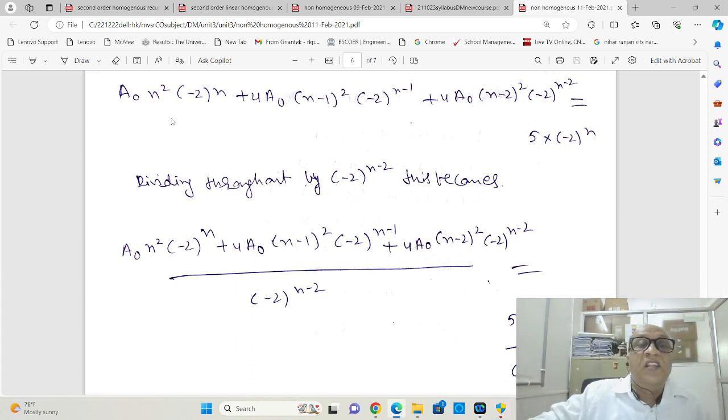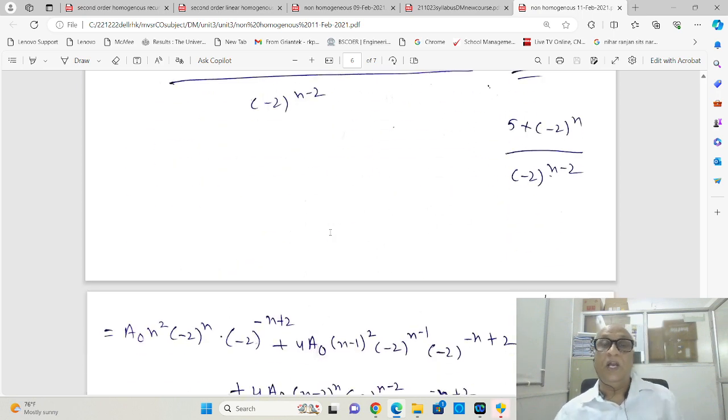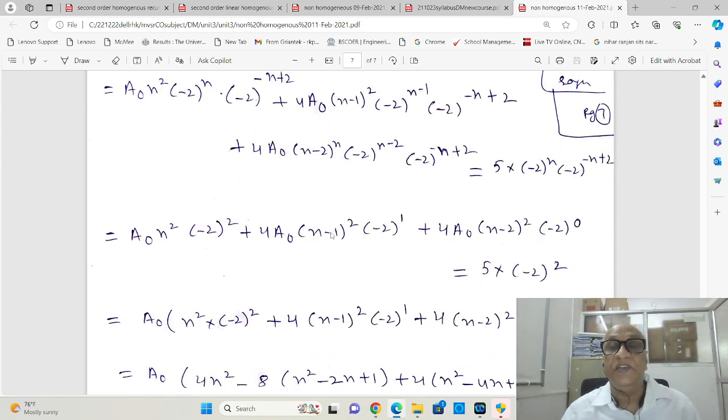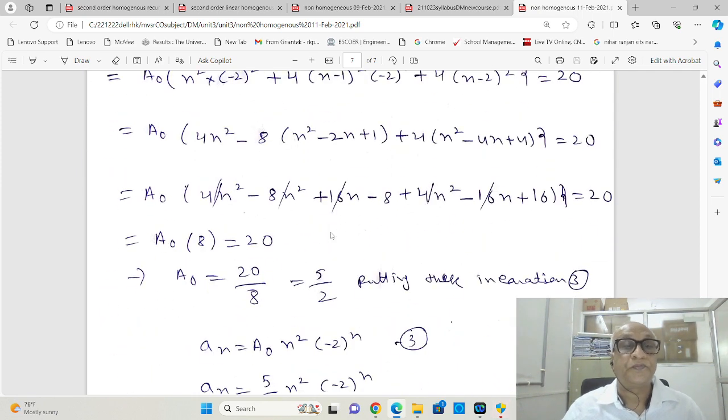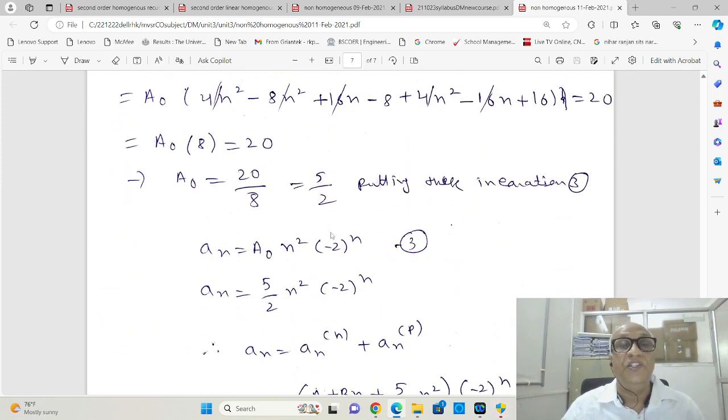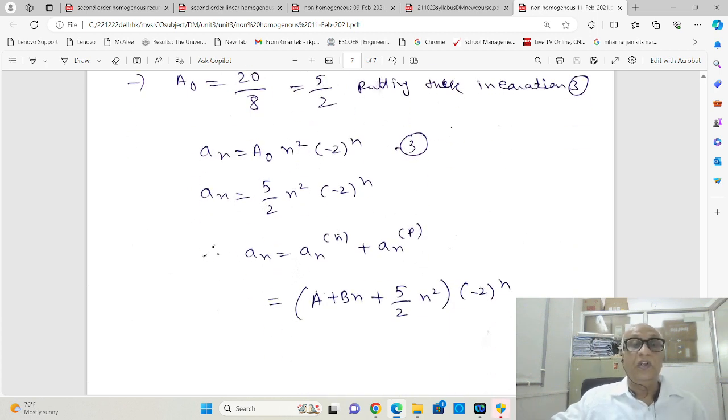So we are dividing the entire LHS and RHS by minus 2 to the power of n minus 2. So when I do that, I will be getting, after simplification, the value of a0 coming to be 5 by 2. This I will be substituting here in my particular solution. I will be getting 5 by 2 n square minus 2 to the power of n.